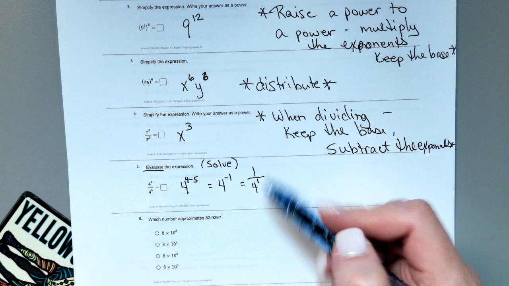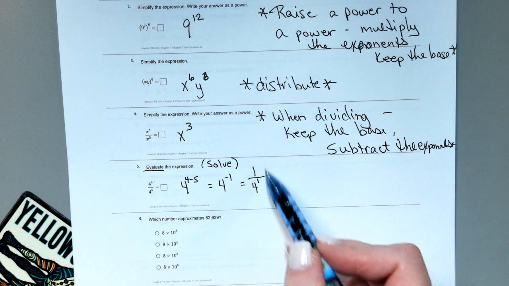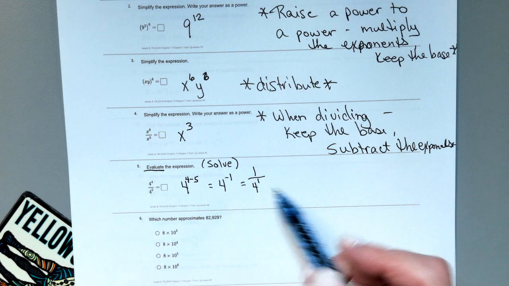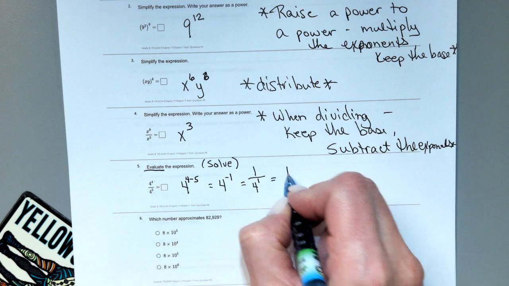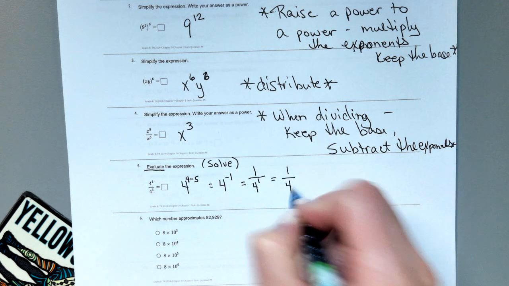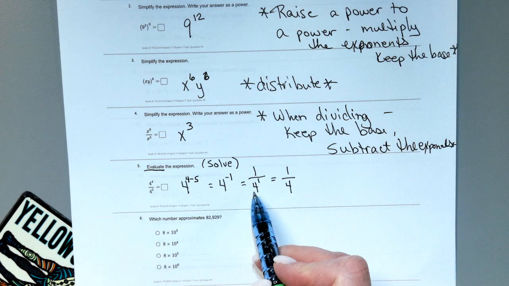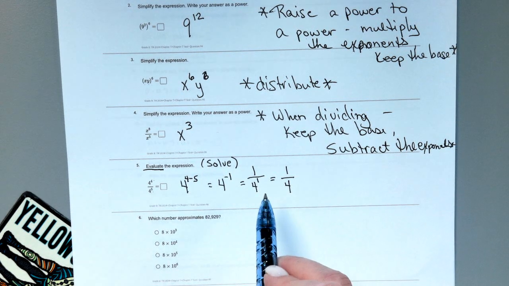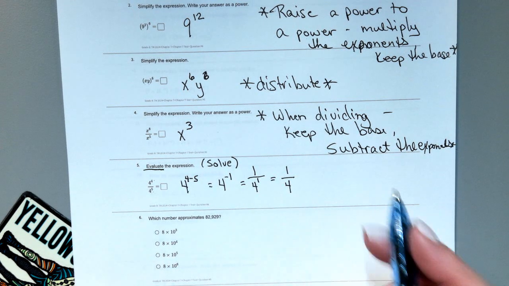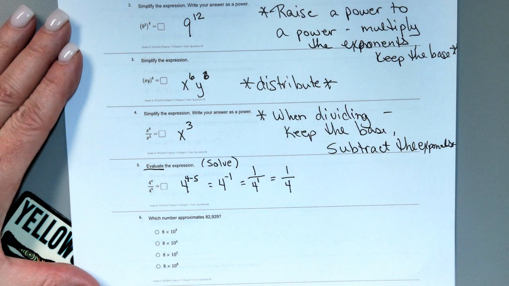Now I know in my class I went back and tried to give credit if you got to at least here, but technically your final answer should be 1 over 4. We don't leave an exponent showing because that's not really a finished answer. So 1/4 should have been your final.